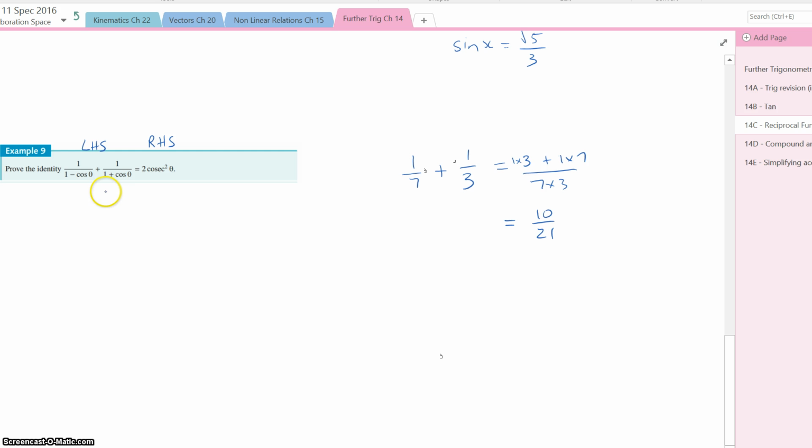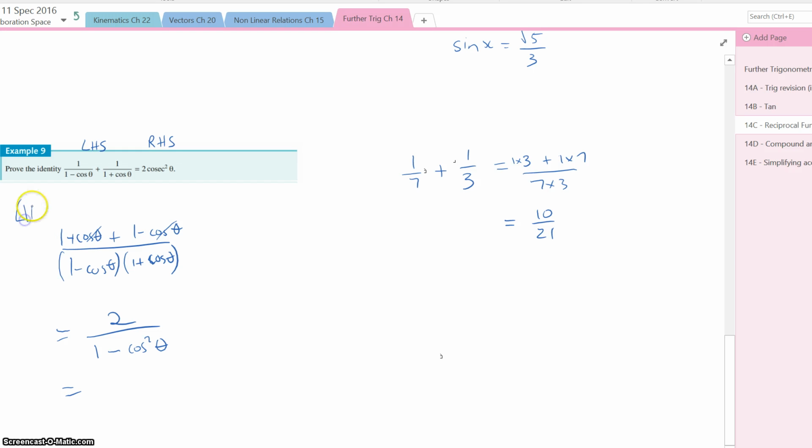I'm going to multiply the bottoms together, so I get 1 minus cos theta, 1 plus cos theta, and I get 1 plus cos theta up the top, plus 1 minus cos theta. Cos theta and negative cos theta cancel, so all I end up getting on the top is 2. And what do I get down the bottom? I get 1 plus cos theta minus cos theta minus cos squared theta. So this is all the left-hand side.